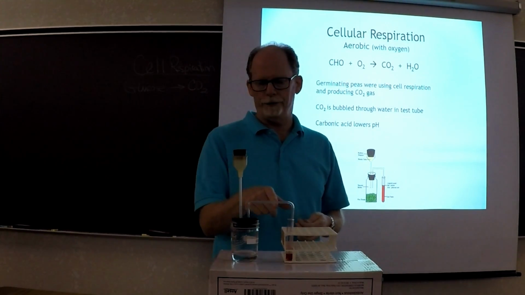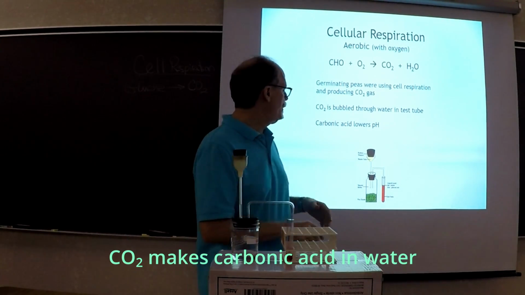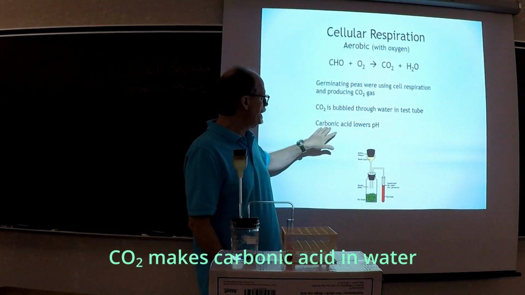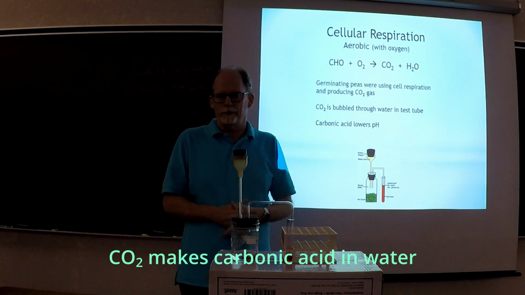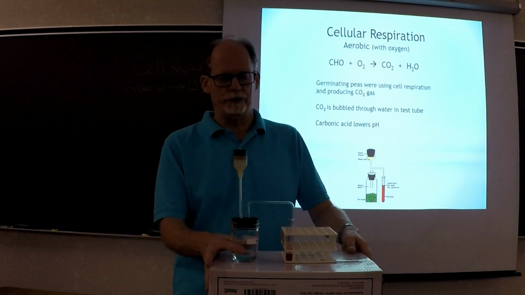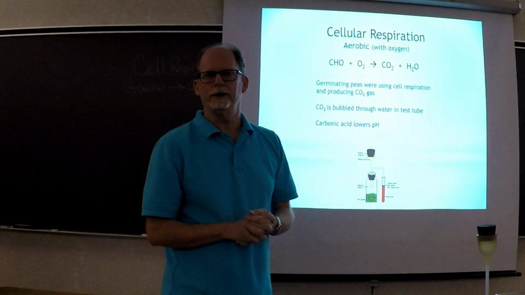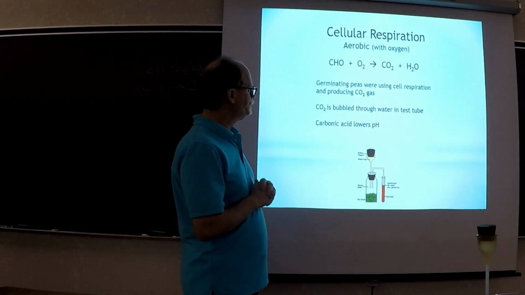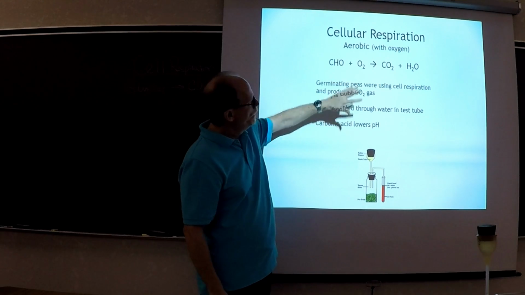If I were to blow through the straw into that, eventually it would turn yellow. The reason it turns yellow is the CO2 becomes carbonic acid. CO2 dissolves in the water. That acid reduces the pH and turns the phenol red yellow. That's why you call it a pH indicator. So that was the purpose of this experiment.